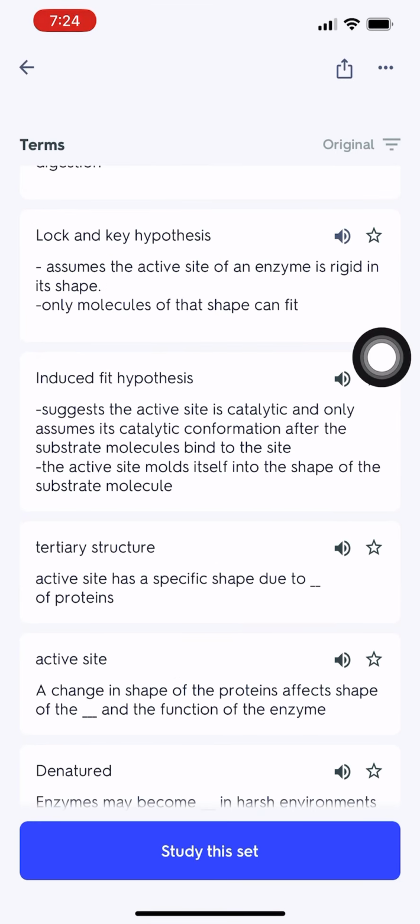Lock and key hypothesis assumes the active site of an enzyme is rigid in its shape. Only molecules of that shape can fit. Induced fit hypothesis suggests the active site is catalytic and only assumes its catalytic conformation after the substrate molecules bind to the site. The active site molds itself into the shape of the substrate molecule.